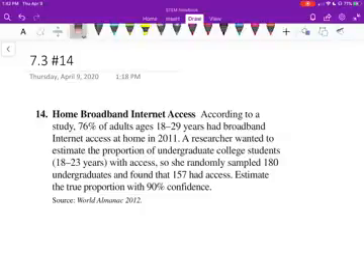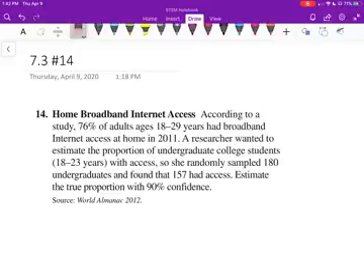Number 14 from section 7.3 says, according to a study, 76% of adults ages 18 to 29 years had broadband internet access at home in 2011. A researcher wanted to estimate the proportion of undergraduate college students 18 to 23 years with access. So she randomly sampled 180 undergrads and found that 157 had access. Estimate the true proportion with 90% confidence.